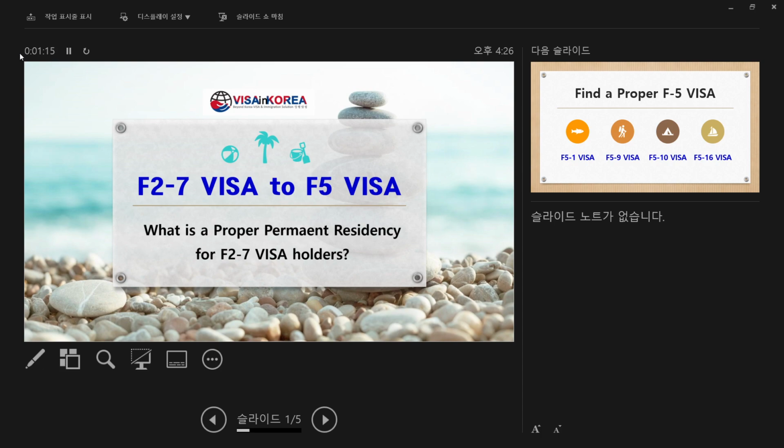But anyway, I received a mail and a messenger from a foreigner who really wants some information about how to change an F2-7 visa to an F5 visa, right? F2-7 is a point-based residence visa, but its name will be changed from December 1st to the outstanding talent points-based residence visa. I don't know the details yet, but anyway, the F5 is a permanent residency. There are several types of permanent residency.